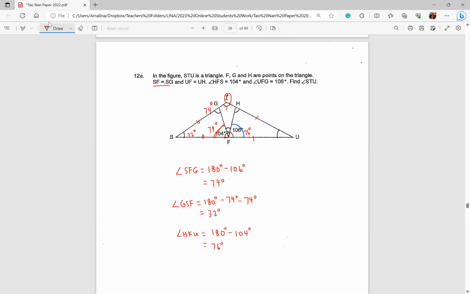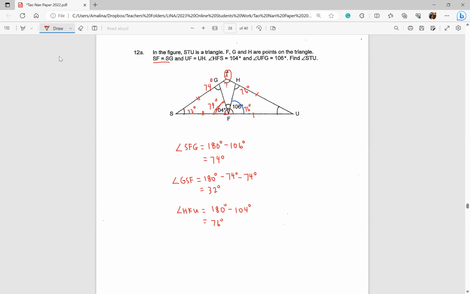So I know that this must also be 76 degrees because your triangle HFU is also an isosceles triangle. Okay, so once I get my angle HFU, I can find angle HUF. So I take my 180 minus of my 76 degrees minus of another 76 degrees. I get 28 degrees for angle HUF.